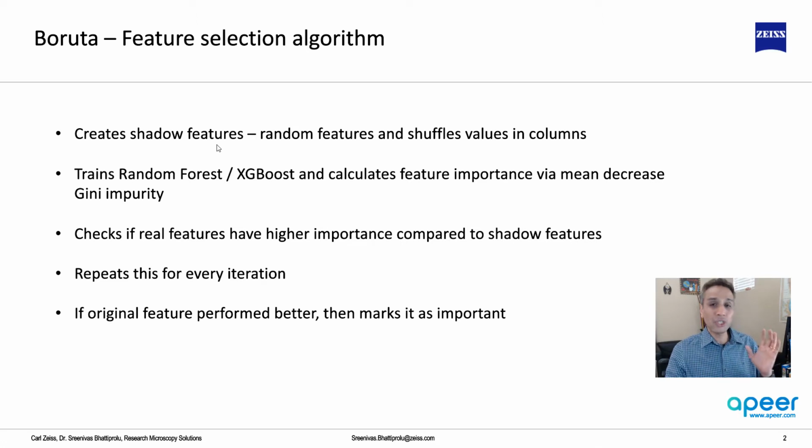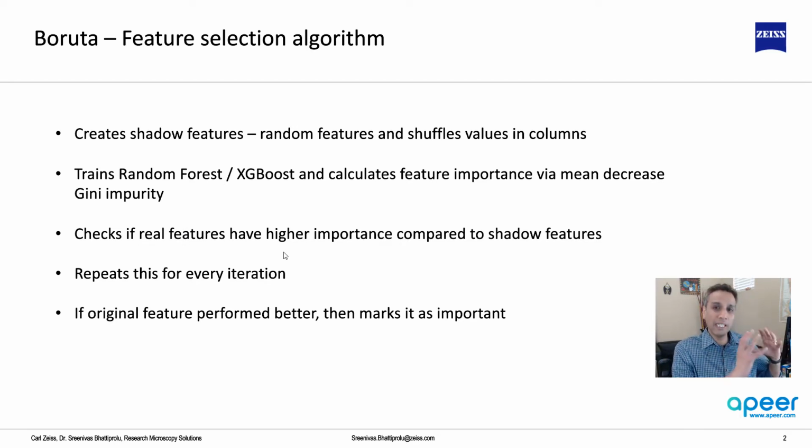and at a high level, this is the description. It creates shadow features. So let's say in our case, we have 41 features. It creates shadow features, which are random features made by shuffling the values in the columns. Then it trains, whether you want to use random forest or XGBoost. It has to be tree based because it relies on the built-in feature ranking functionality that random forest, XGBoost or any of these ensemble models have. It calculates feature importance by looking at the mean decrease in Gini impurity, and it checks if real features have higher importance compared to the shadow features.